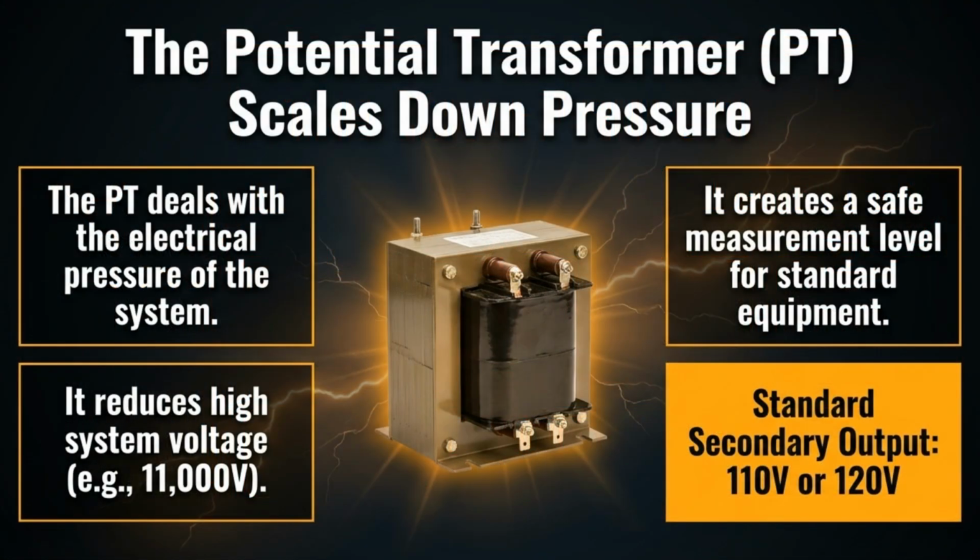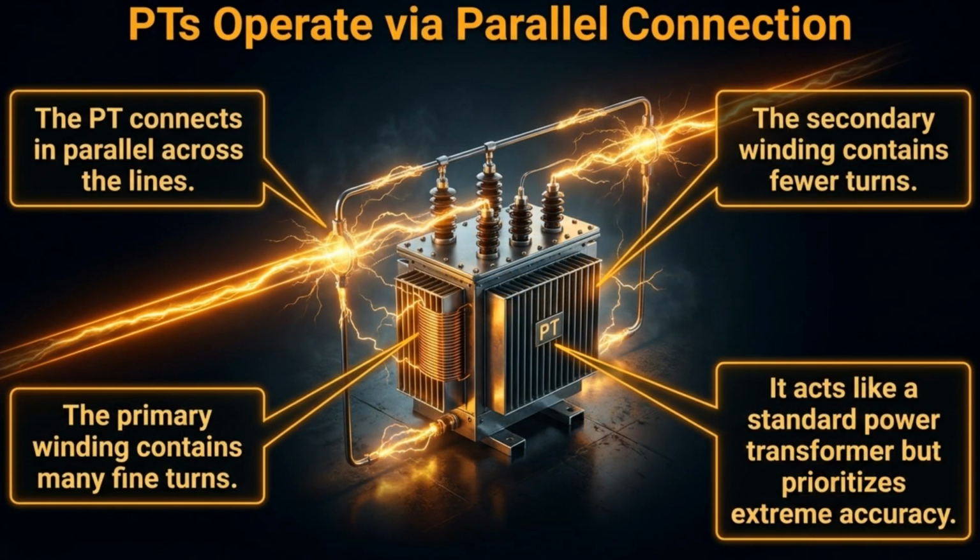The potential transformer scales down electrical pressure or voltage. The PT reduces high system voltage, like 11,000 volts, to a safe standard measurement level for equipment, typically 110 volts or 120 volts secondary output. PTs operate via parallel connection, connecting across the lines. The primary winding has many fine turns, while the secondary winding has fewer turns. It functions like a standard power transformer, but prioritizes extreme accuracy.